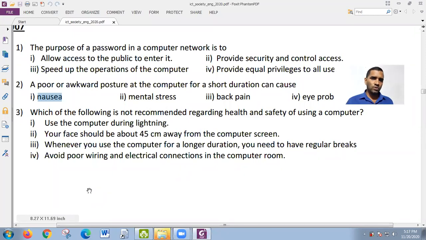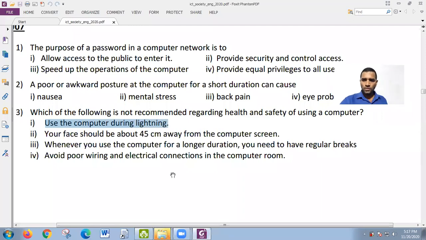As you think about your computer room, if you are using many devices in a single roll plug or single extension cord, the voltage can be very low and you can be affected. So you must have appropriate wiring in the room. That is also correct, right? So you have to avoid poor wiring. That is correct. The question is about what is not recommended. The first one can never be recommended: using a computer during lightning, that can't be.